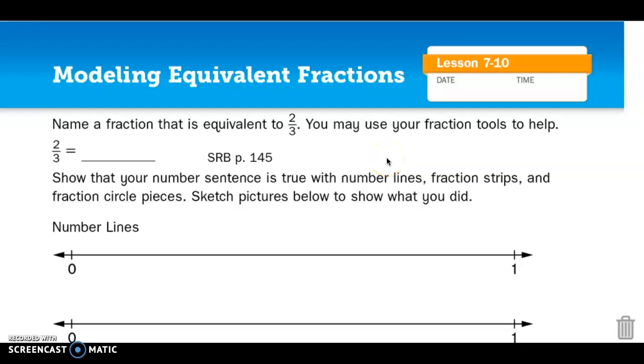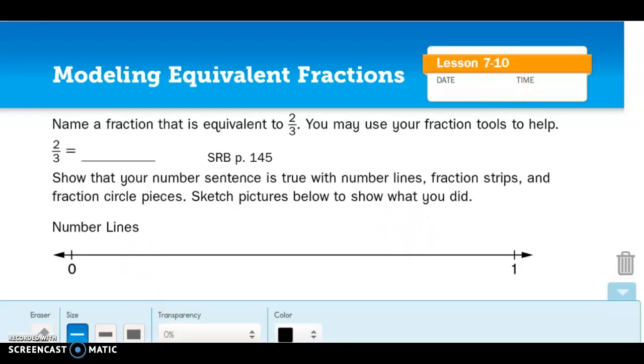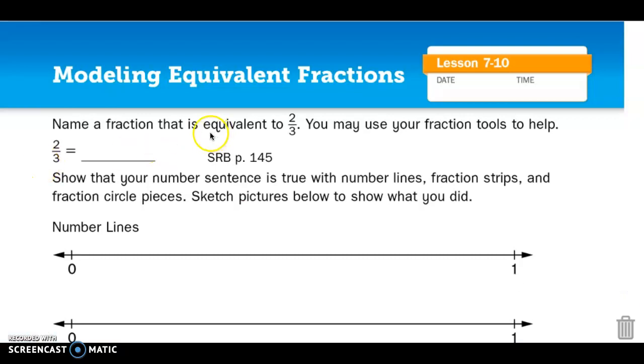All right, hello mathematicians. We are on 7-10 in the math journals. We're on page 243, so you should be there with me. At the top it says name a fraction that is equivalent, and we also know that means equal, to 2/3. You may use your fraction tools to help. 2/3 is equal to what other fraction?